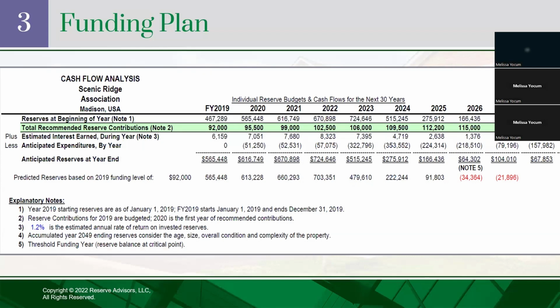And it truly is money in, money out. So this is the starting year balance. We're going to add those anticipated contributions. We're going to add the interest. We're going to subtract out expenses to come up with a projected year-end balance. And it truly is, that's what we do for 30 years. And what we're looking for, what's really ultimately driving the reserve funding, is finding that critical year.